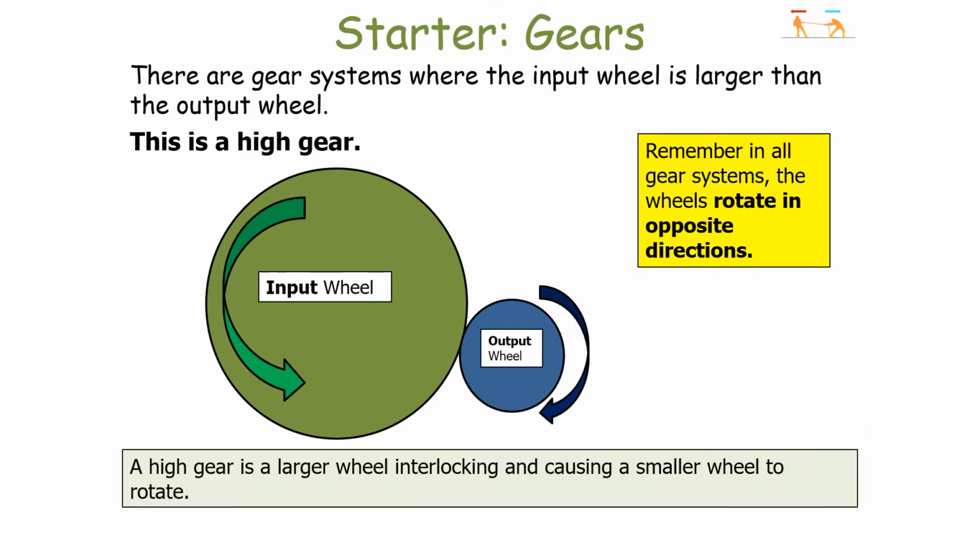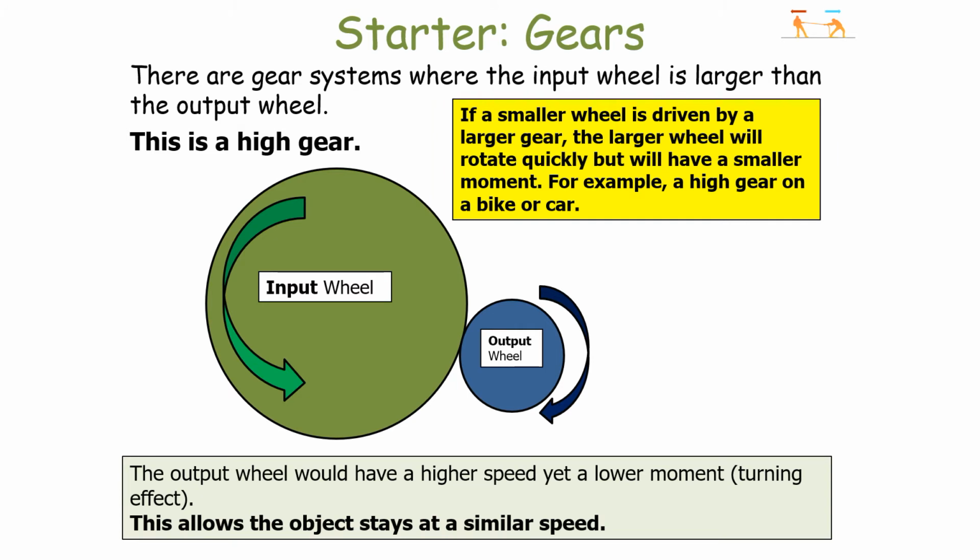But there are gear systems where the input wheel, the driving wheel, is larger than the output wheel. This will be a high gear. Now a high gear is where a larger wheel is interlocking and causing a smaller wheel to rotate. Now this allows the output wheel to have a higher speed yet a lower moment or turning effect.